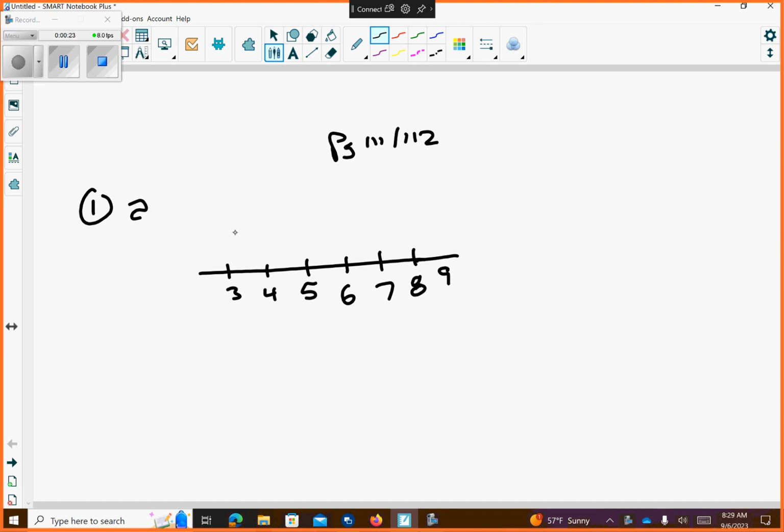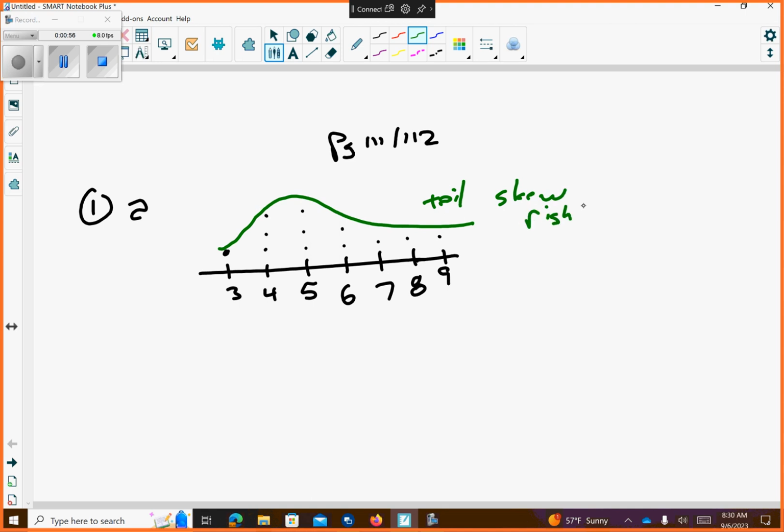All right, so I have a dot here. I have 3 of these. I have 1, 2, 3. 3 of these. I have 2 6s. I have a 7, an 8, and a 9. Okay, so if we were to try and make some sort of smooth curve, this way is our tail. Agree? So this is skew right or skew positive.